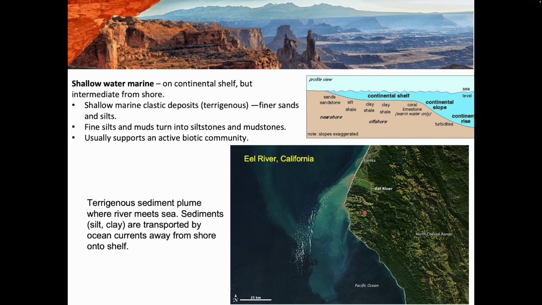This is an example of a terrigenous sediment plume where the river meets the sea. This is the Eel River in Northern California, which drains a very rapidly eroding section of California. So this river contains a huge amount of sediment during storms, and you can see that terrigenous sediment being carried out onto the continental shelf by ocean currents, where it then settles out and is deposited.